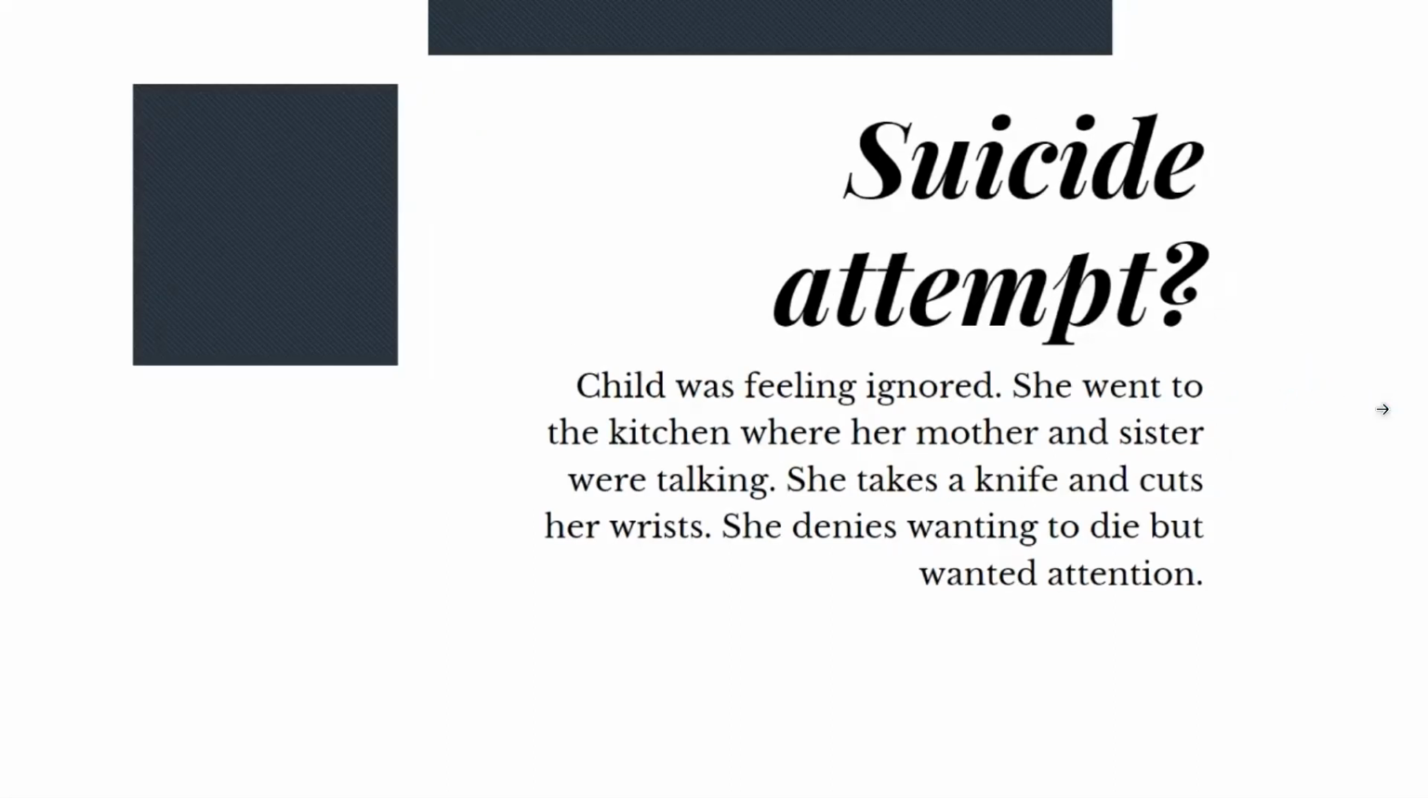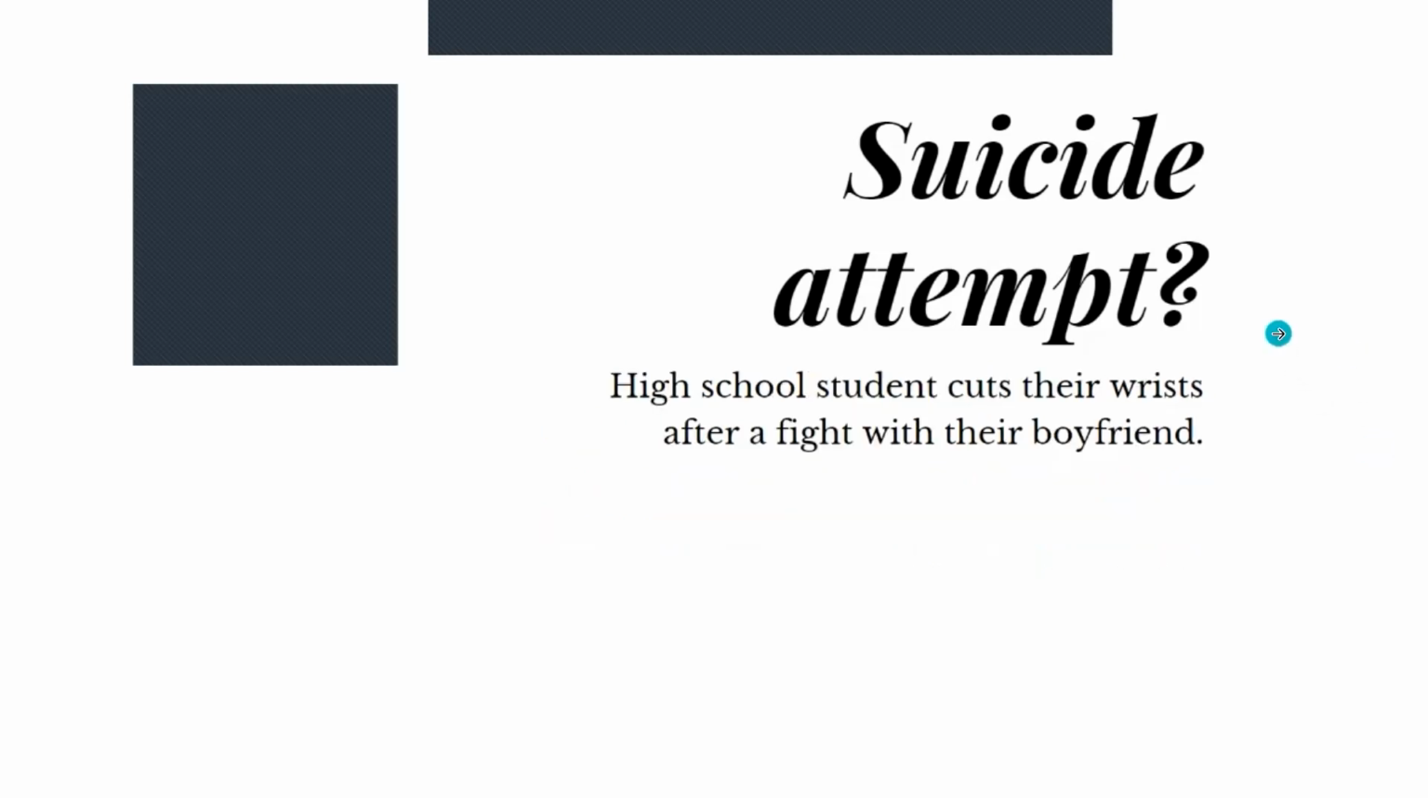Okay, last one. Child was feeling ignored. She went to the kitchen where her mother and sister were talking. She takes a knife and cuts her wrist. She denies wanting to die, but wanted attention. Would that be an attempt? Right, not an attempt. Even though there may have been a lot of blood and an injury, and it looks like a suicide attempt, it's really important to assess what the intent was of that individual.